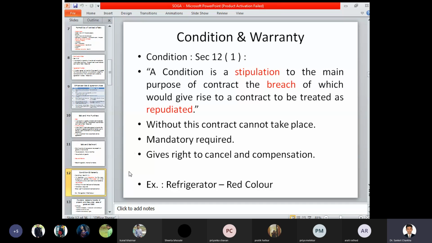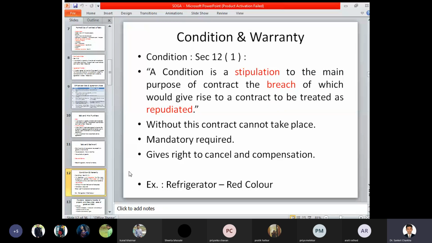Repudiated in the sense of the breach of which. If the breach of a condition has occurred, if the stipulation is not followed, if the stipulation that is a compulsory mandate is not undertaken, then accordingly it would give rise to the contract being repudiated. Repudiated means specifically cancellation of that particular contract. So without this the contract cannot take place. It is compulsory, it is mandatory for you to conduct this particular transaction or activity.